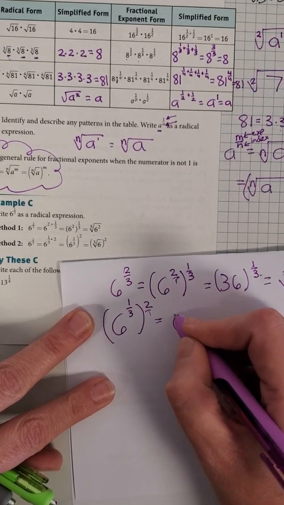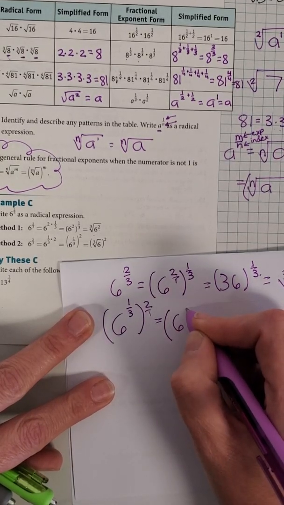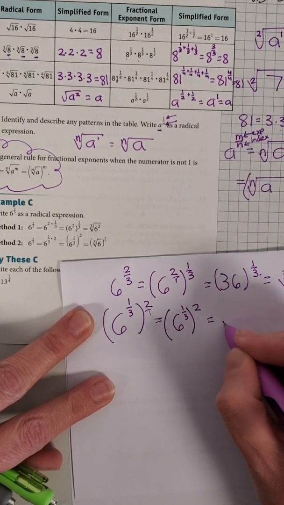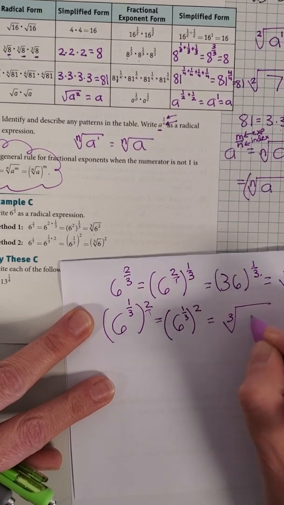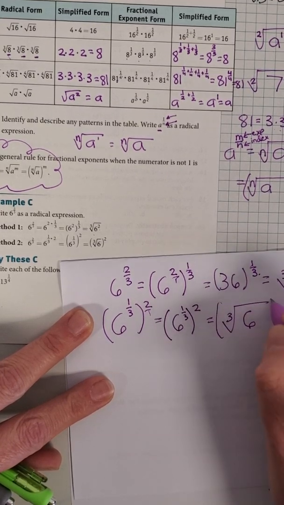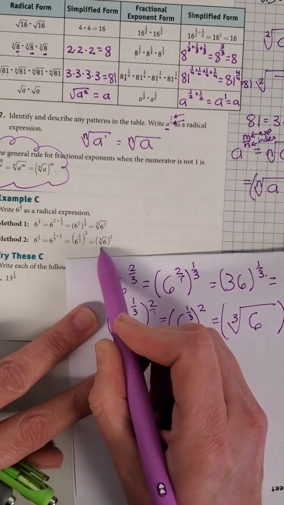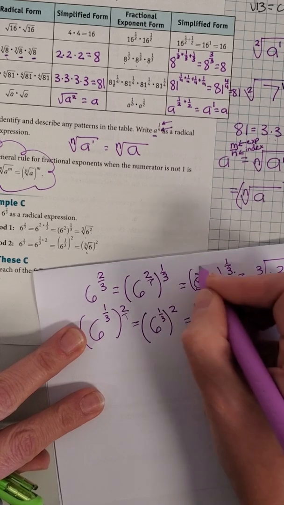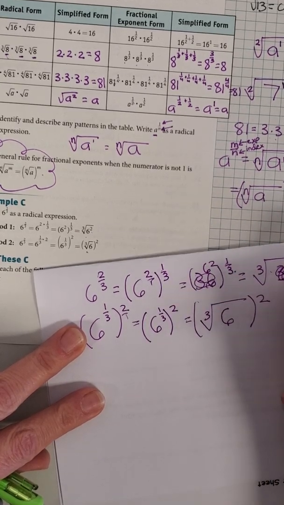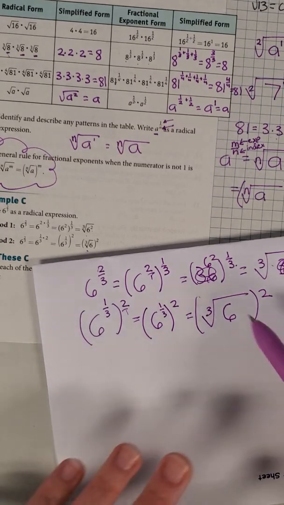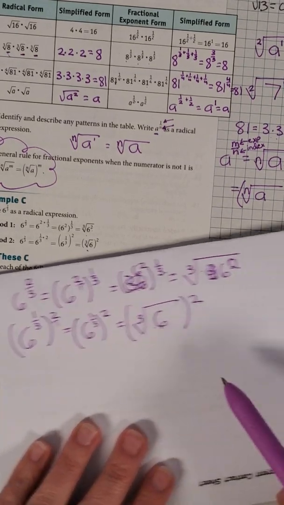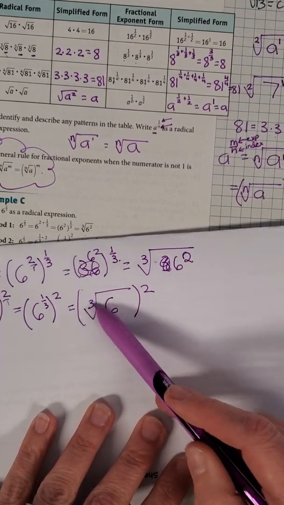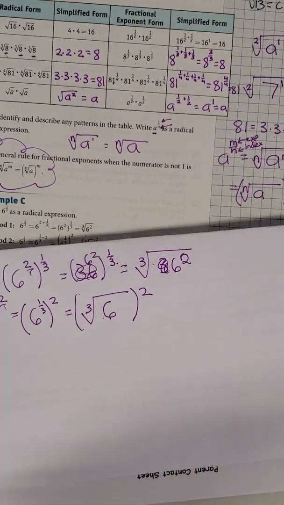6 to the 1/3 to the second power can be rewritten as the cube root of 6 all squared, which is what they have written here. So here I should have left this as 6 squared, and I should have left this as 6 squared so that you could see that they are equivalent. Right? So the cube root of 6 squared is the same as the cube root of 6 all being squared.